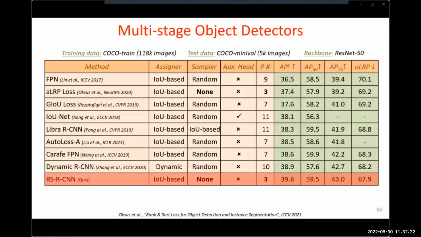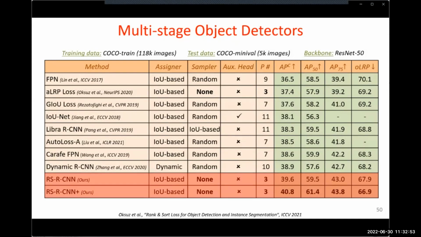In terms of its contribution to the performance, using the loss with standard Faster R-CNN as a multi-stage object detector improves the performance by around 3 AP and 2 optimal LRP points on the COCO dataset, outperforming existing R-CNN variants. It does not have any sampler or auxiliary head, and has the least number of hyperparameters. By using CARAFE FPN instead of the standard FPN, the performance improves nearly to 41 AP.